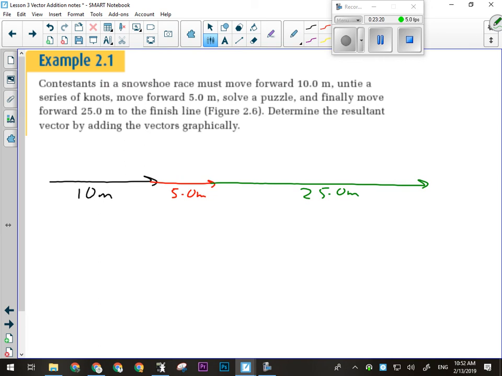All right, so what's my total displacement here? It says determine the resultant vector, which is a displacement vector in this case, graphically. 10 plus 5 is 15, plus 25 is 40 meters forward. Obviously, you probably wouldn't need to draw a vector diagram for something this simple, but it's just for the purpose of running through the exercise.